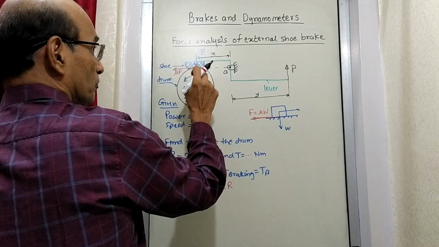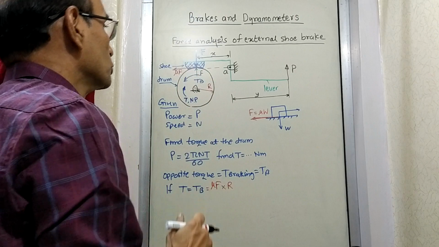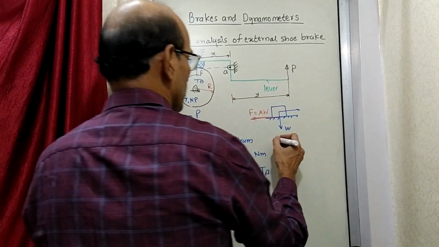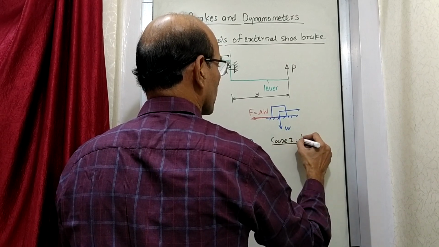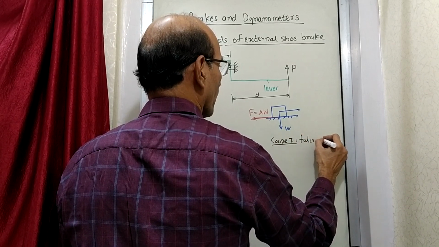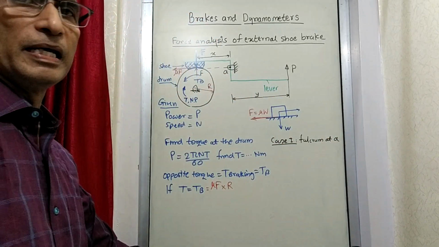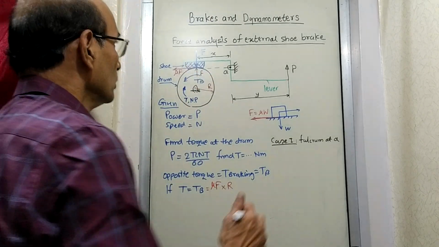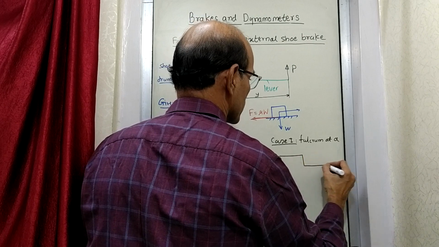From the drum to the shoe, this is from the shoe to the drum. So for the equilibrium of the lever, I'll take case 1 first, with the fulcrum at A. When the fulcrum is at A, what is going to happen? That is what we are trying to find out. So I'll draw the lever again here, like this.